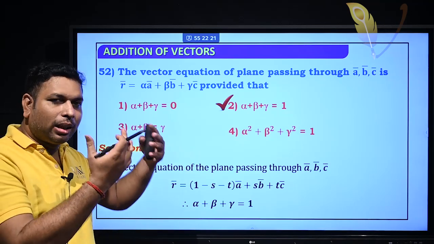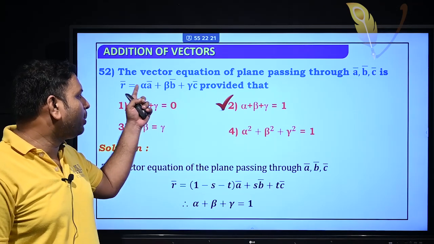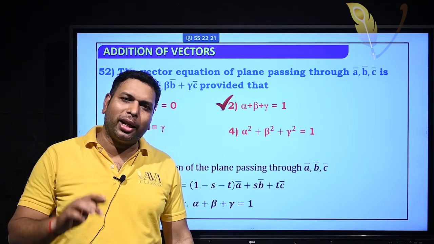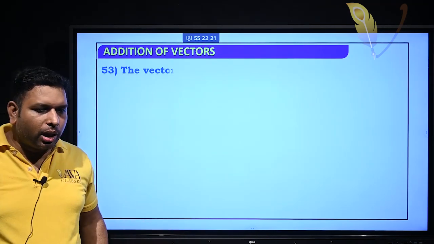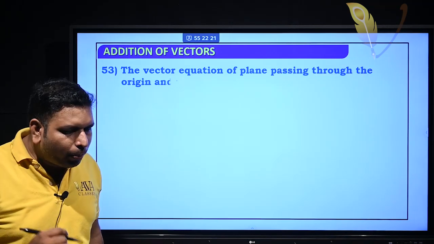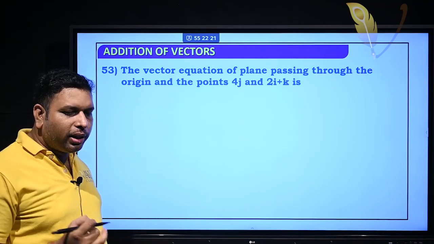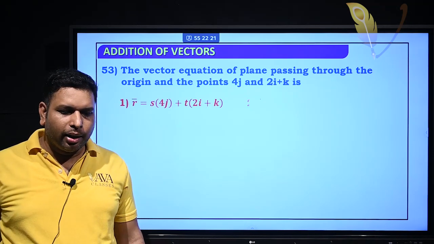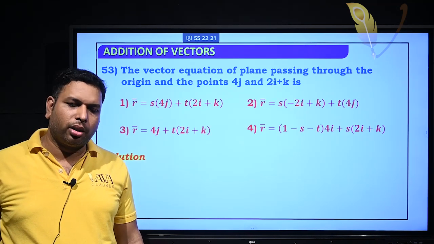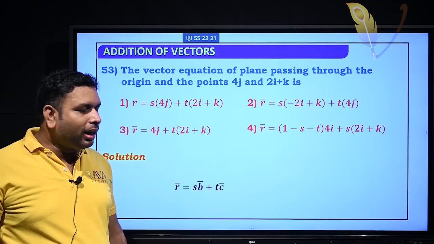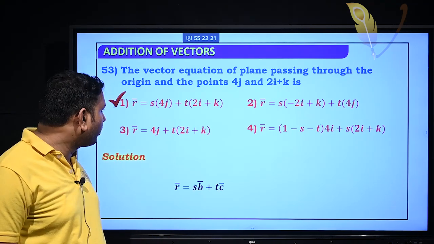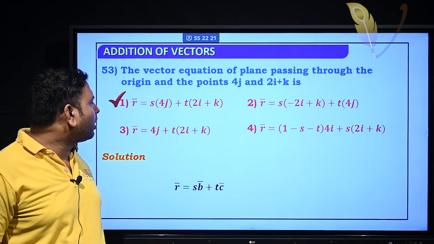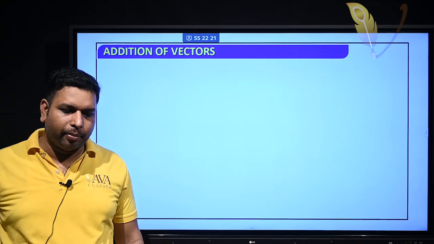If this equation can be expressed as alpha A + beta B + gamma C, provided that alpha + beta + gamma should be 1. Now question number 53. The vector equation of the plane passing through the origin and the points 4j and 2i + k is, these are the options. Now solution: r = sB + tC. So first option is the right option, students. r = sB + tC.